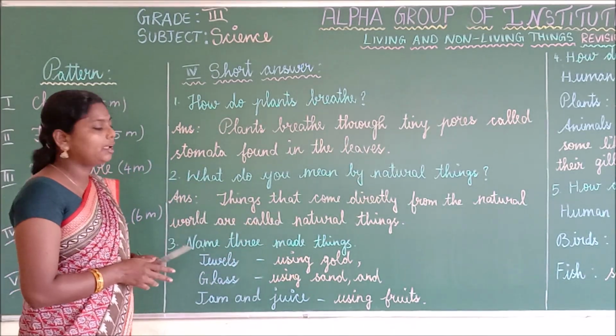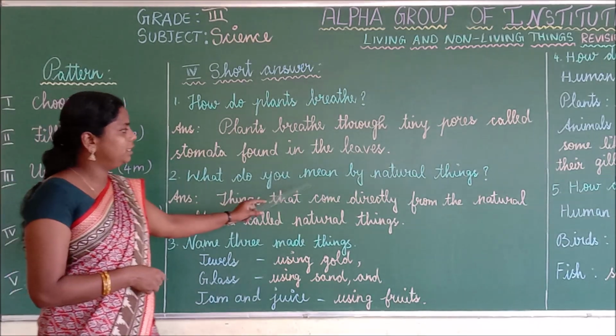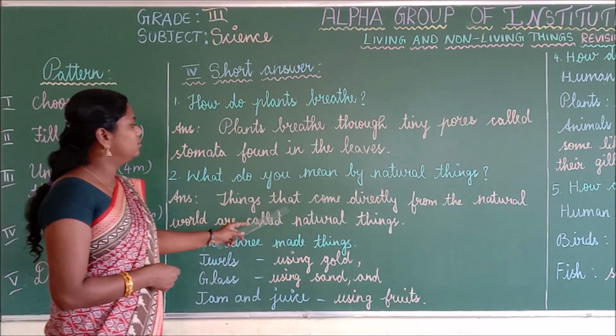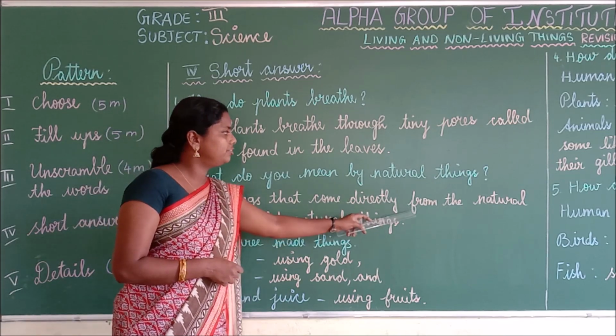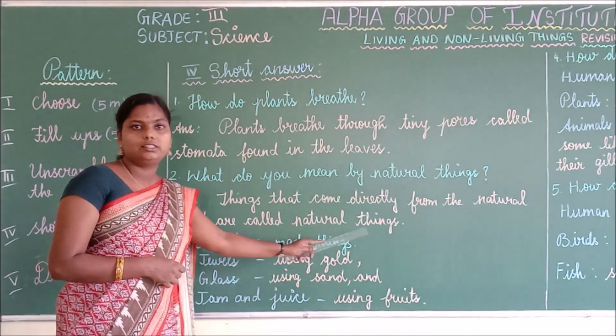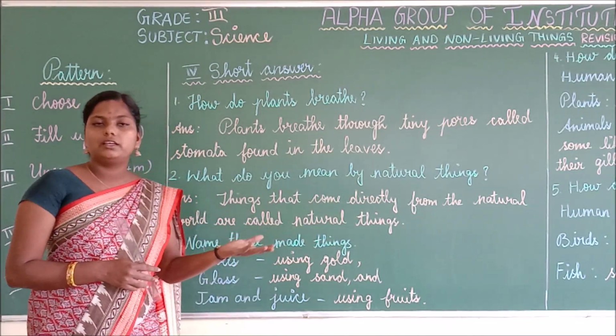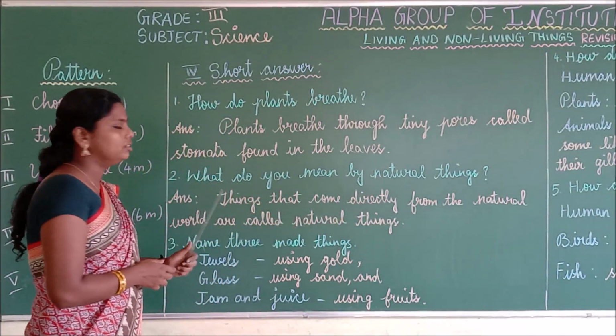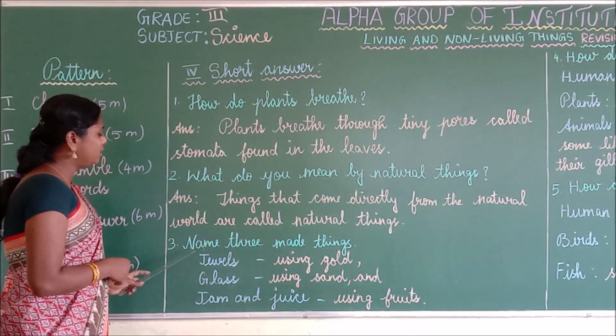Shall we recap it once again? What do you mean by natural things? Answer. Things that come directly from the natural world are called natural things. So they are not made by others. They come directly from the natural world. Is it clear, children?